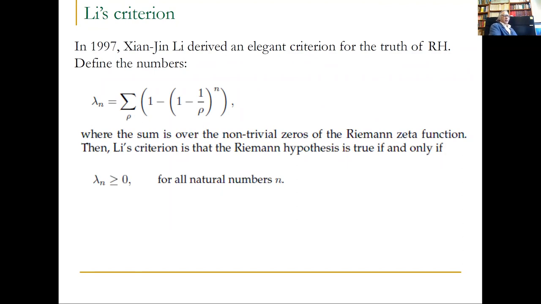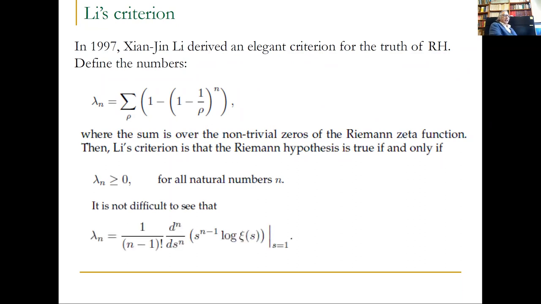We want this to hold for all natural numbers n. Now, it's not difficult to see that the lambda n's can be rewritten as 1 over (n minus 1) factorial times the nth derivative of s to the n minus 1 times log of xi of s, evaluated at s equals 1. In other words, we're taking the Laurent expansion of s to the n minus 1 times log xi, and then calculating the coefficient. So this is one interpretation of the lambda n's in terms of the log of the xi function.